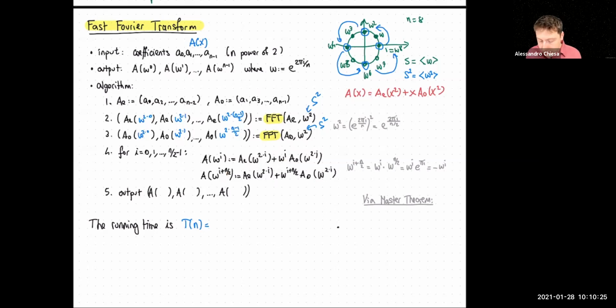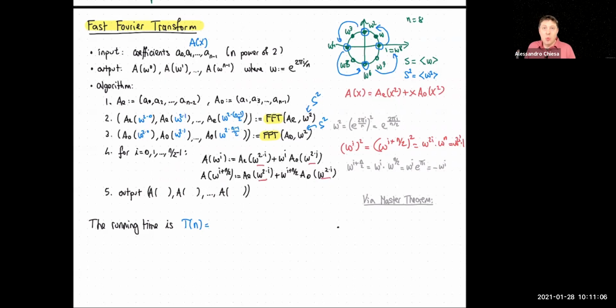And what happens for the second half? Well, I can reuse things, because when I square this, it has the same square. Let's put it like this. Omega to the I squared is the same thing as omega to the I plus n over 2 squared, because that is omega to the 2i times omega to the n, and that's omega to the 2i times 1. So these two have the same square, which is this one here.